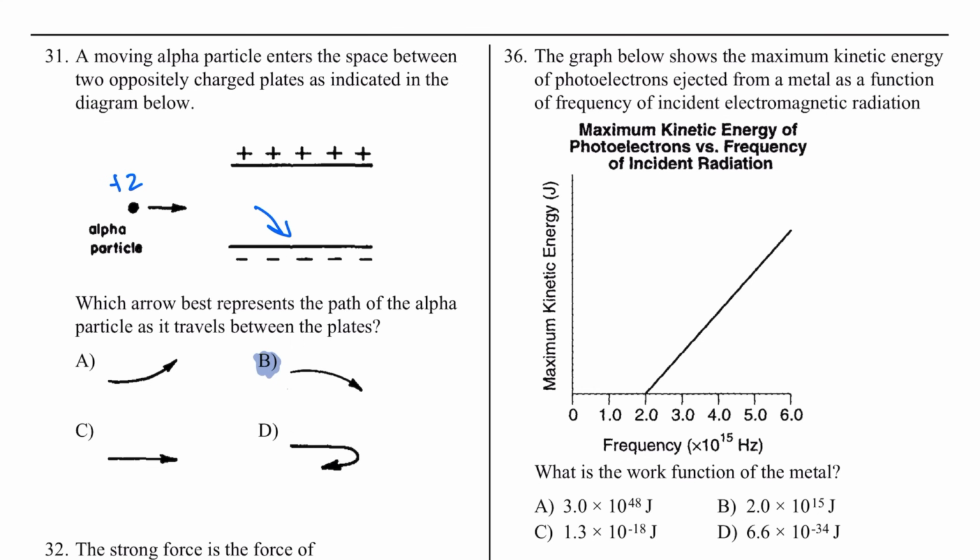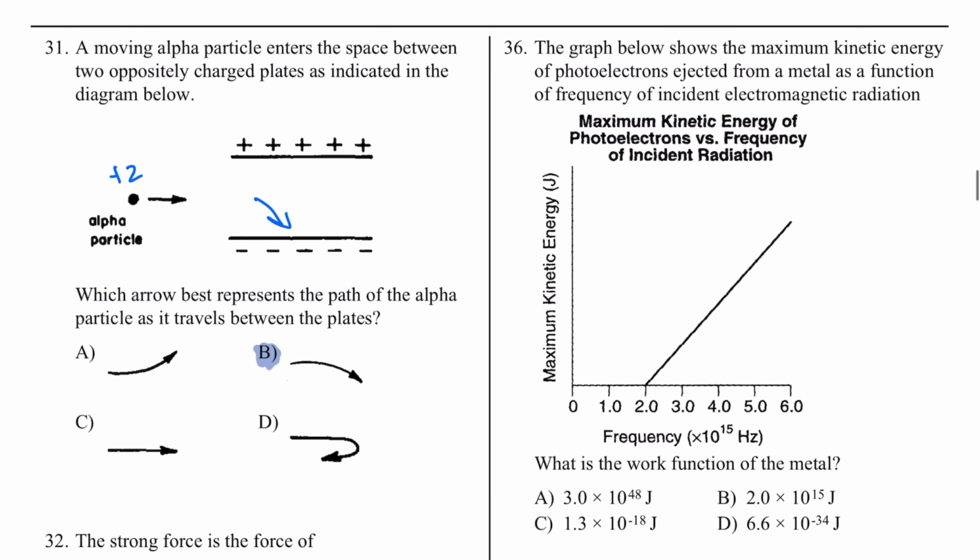36. The graph below shows the maximum kinetic energy of photoelectrons ejected from a metal as a function of frequency of incident electromagnetic radiation. What is the work function of the metal? If we look on the reference table, we can find the equation for work function. It's work function equals Planck's constant times threshold frequency. We can see the threshold frequency right here. This is where the graph starts. That's the minimum amount of energy that you need for photoelectrons to appear.